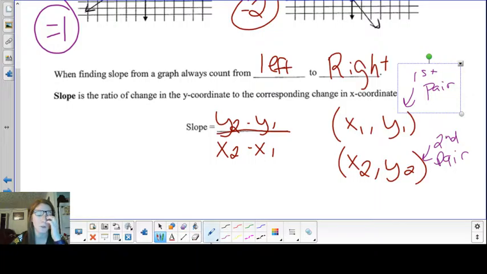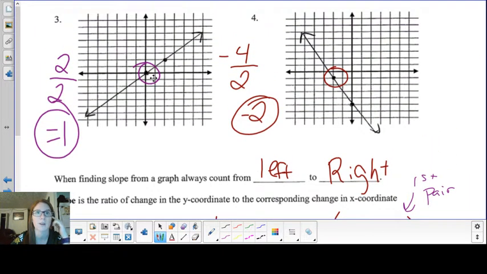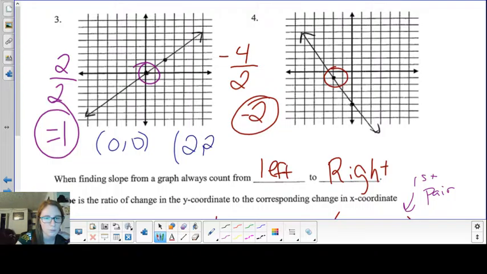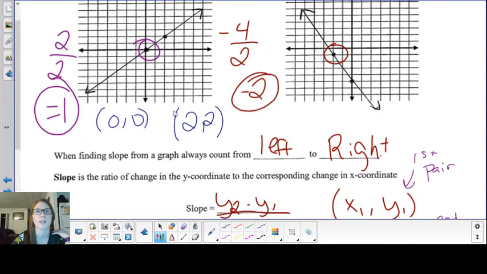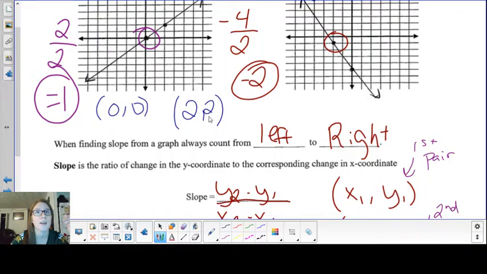So typically when you see these endpoints, say I'm talking about the graph here for a second, we said that my points on graph number 3 were at 0, 0, and 2, 2. If we're looking at this not on a graph, but just finding the slope between these 2 points, we would take the 2, 2 being the second pair and the 0, 0 being the first pair. So that's how it's going to give it to us in the next couple questions.